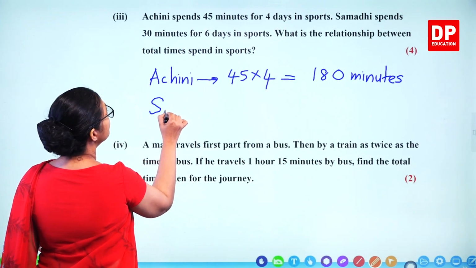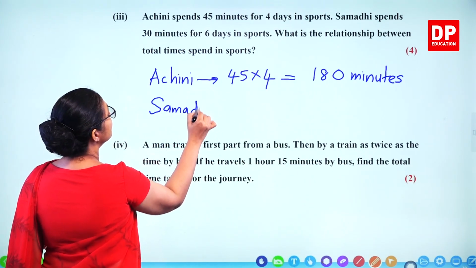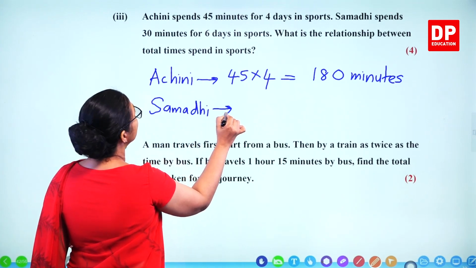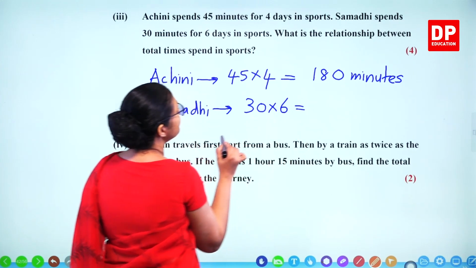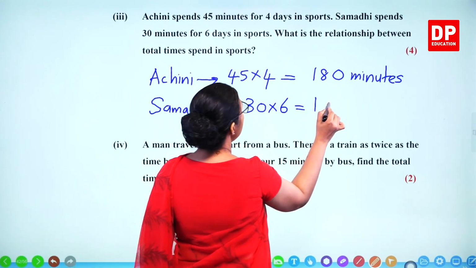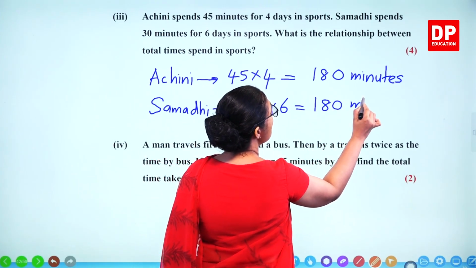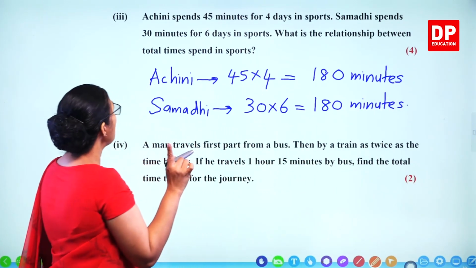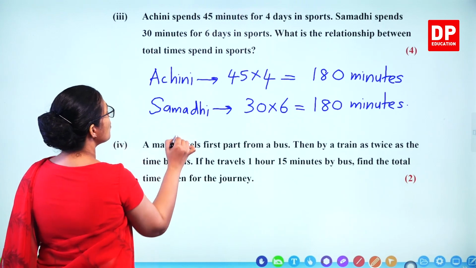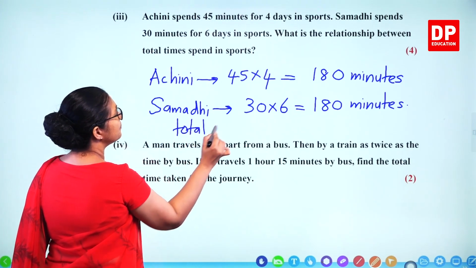Samadhi. 30 minutes for 6 days, 180 minutes. So same time. So what's the relationship between total times? Total times are the same.